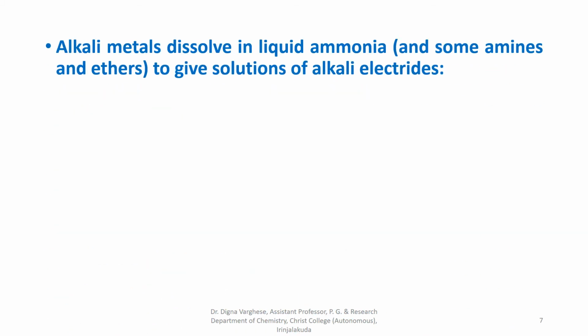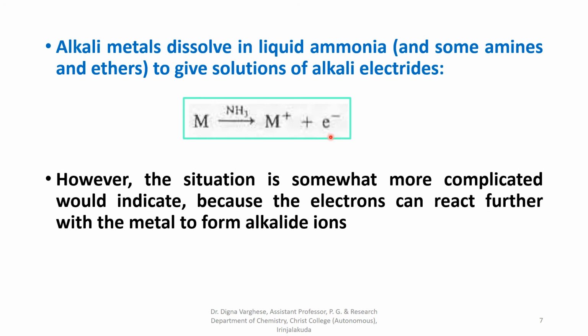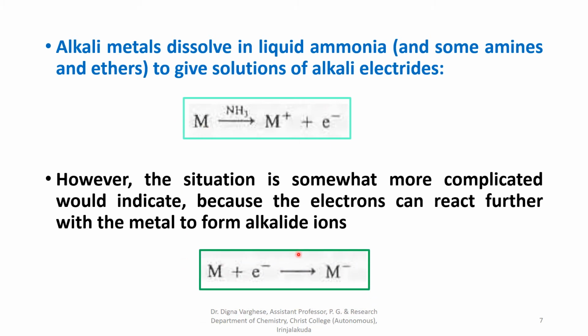Alkali metals dissolve in liquid ammonia to give solutions of alkali electrolytes. In this reaction, the metal reacts in ammonia to give metal cations and electrons. However, the situation is somewhat more complicated, because the electrons can further react with metal to form alkali anions, that is M- ions. Thus, in general, there are alkali metal cations, electrons, and also alkali anions in an equilibrium mixture dictated by various energetic factors.